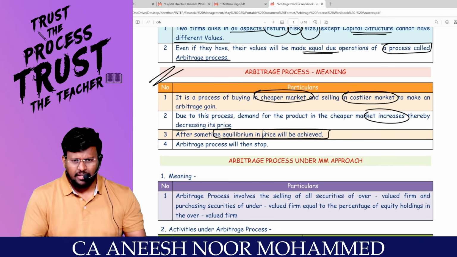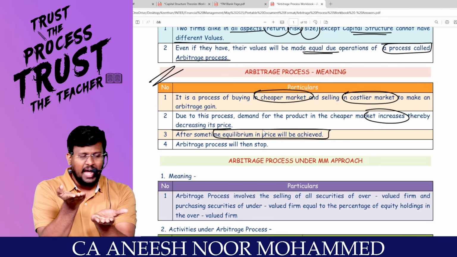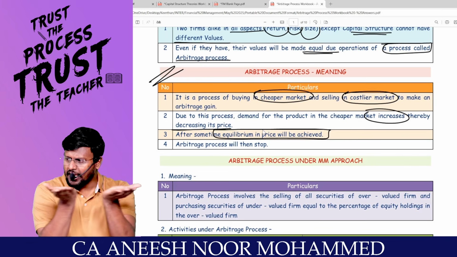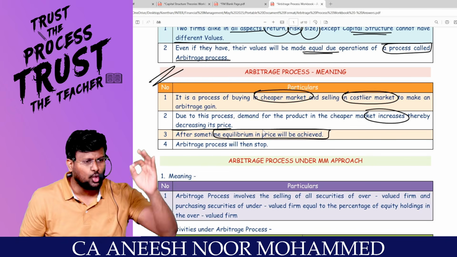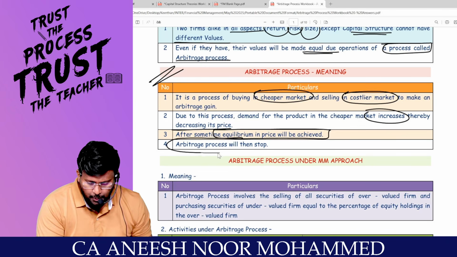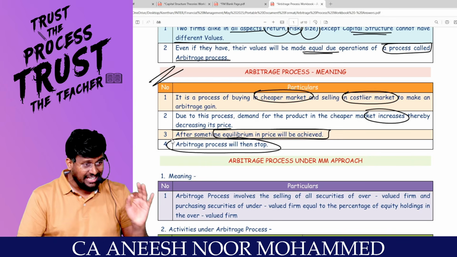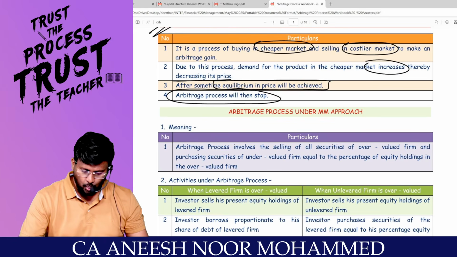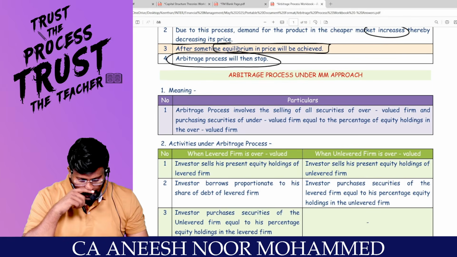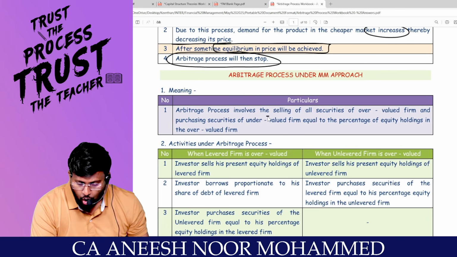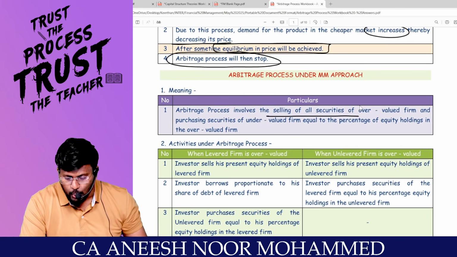That means the value of the levered firm reduces and the value of the unlevered firm increases. It will reach a price called as what? Equilibrium price, and the arbitrage process will then stop. Till that, the process will be happening. So what is arbitrage, sir? Arbitrage process means selling of all securities of what firm?